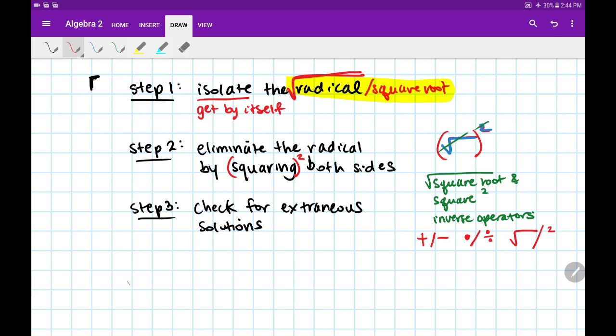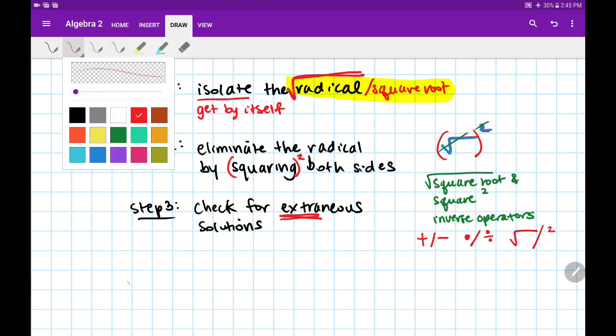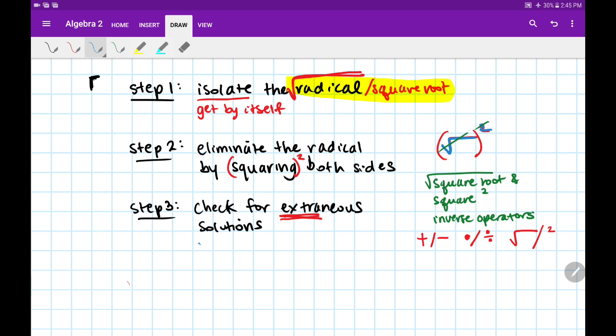Step 3, finally, we're going to check for extraneous solutions. Extraneous looks like a big word, but it just really means extra solutions. So when we get our solutions, we're going to plug them back in and see if they are valid or if they're extraneous. That means that they don't actually work.